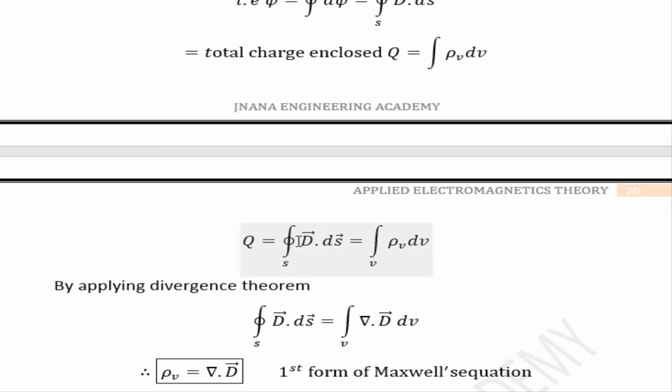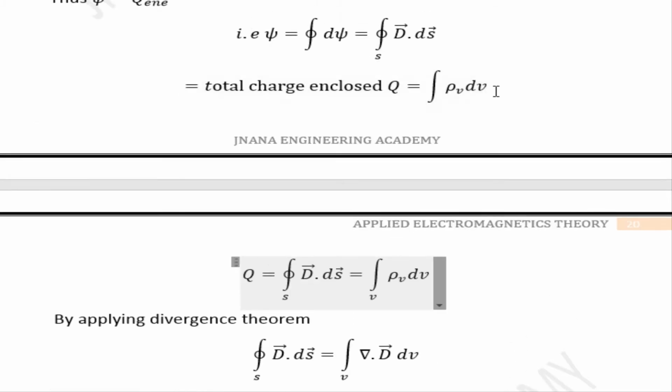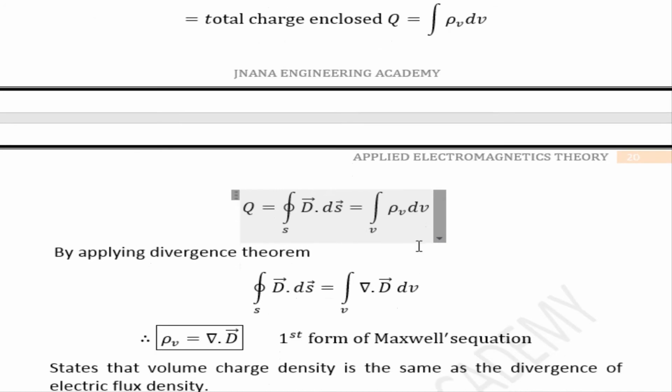That is, charge Q is equal to integral over S D dot dS, which is equal to volume integral rho v dv. This is a volume integral, this is a surface integral. We have psi is equal to Q, so we can equate these two equations, that is integral S D dot dS and integral rho v dv. Now see here, so we have Q is equal to integral S D dot dS, which is equal to integral of v rho v dv.